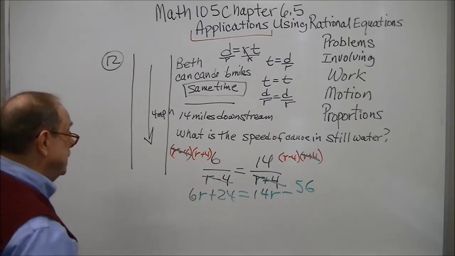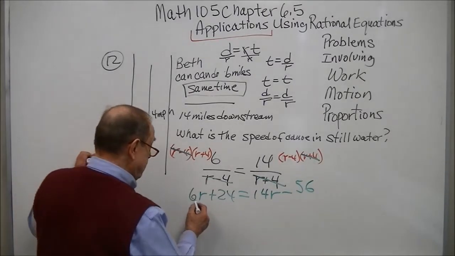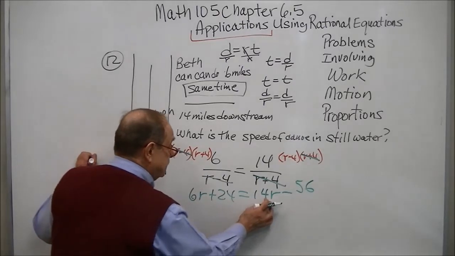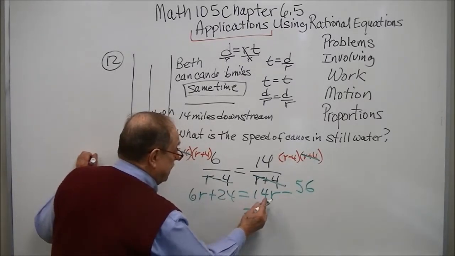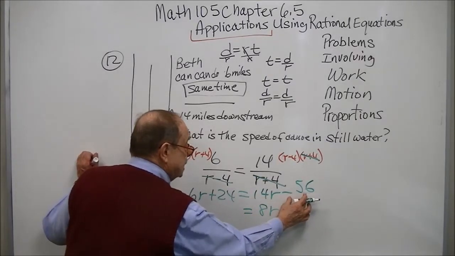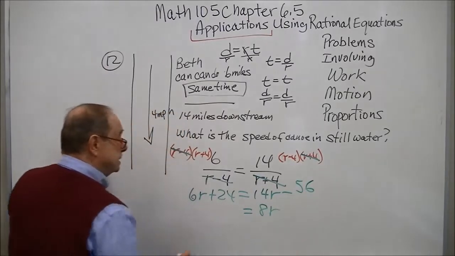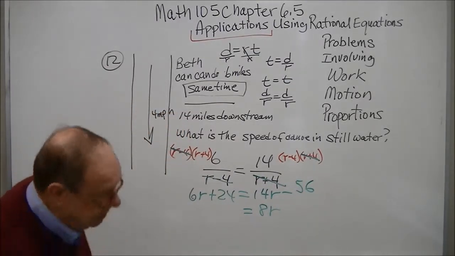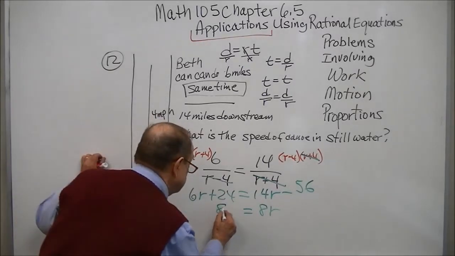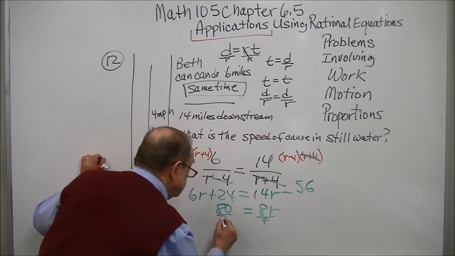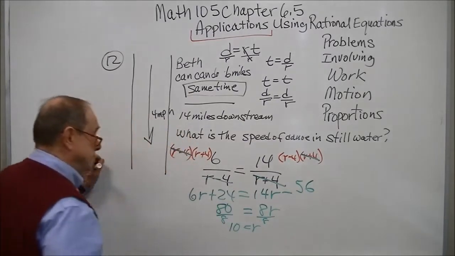Okay. So now what do we do? Well, we're going to transpose the 6R to this side, and that gives me 8r. I'm going to transpose the negative 56 to this side, and that gives me 80. Divide both sides by 8. I get r equals 10.